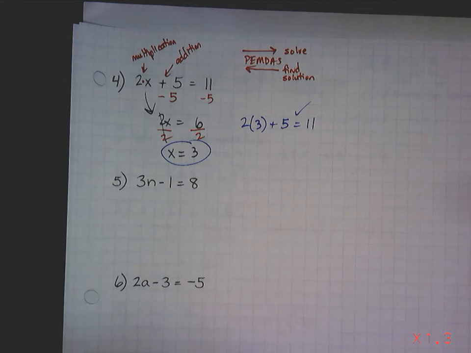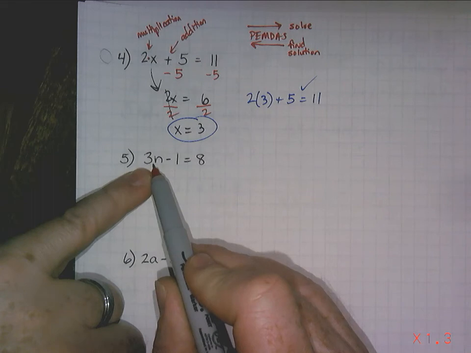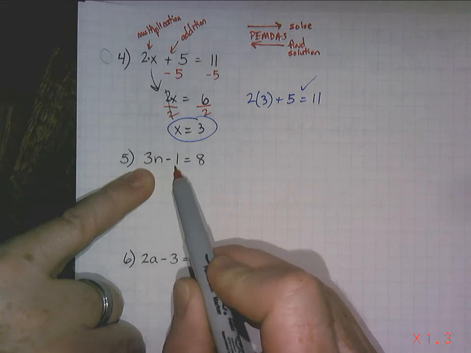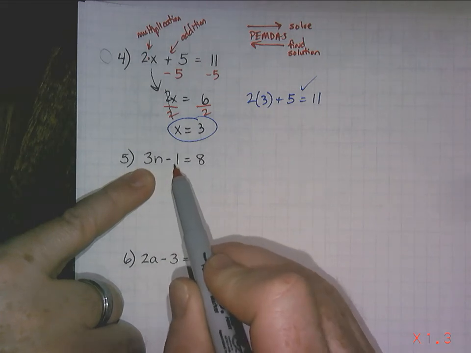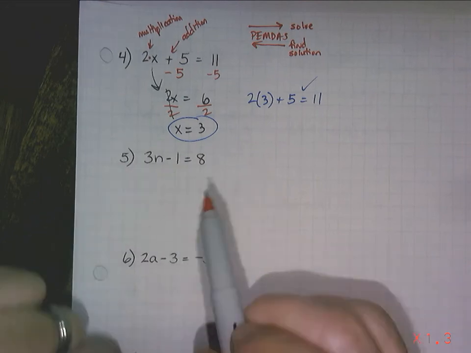Okay. Number 5. I've got multiplying by 3 and subtracting 1. So I want to do the opposite of subtracting 1. The inverse operation is adding 1. I want to do the opposite of multiplying by 3. I want to divide by 3. But which one do I do first?